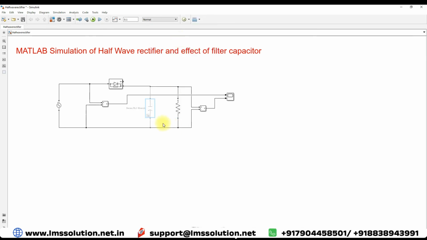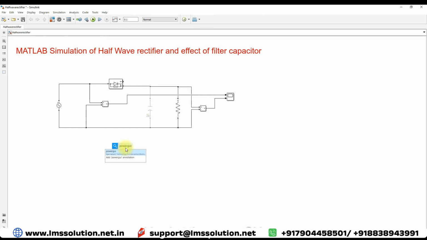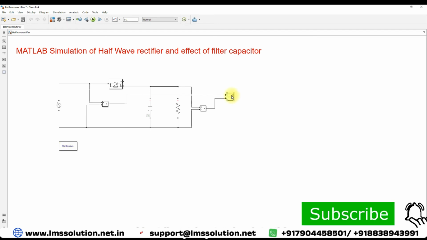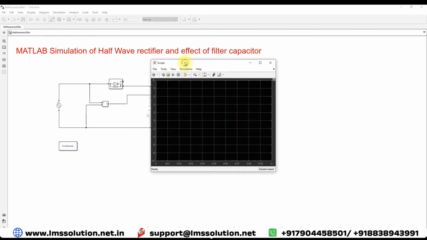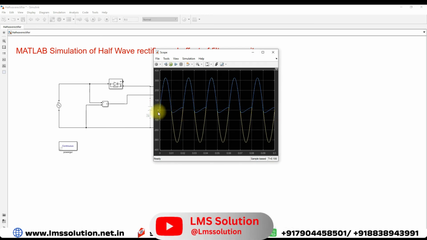Next, first you have to simulate the model without the filter, and also you have to add another block, nothing but a powergui, because we are using a specialized power system Simulink block, so we need to use that powergui. Next you have to simulate this model, and then check the result. So this is the result of the half wave rectifier without filter, and we didn't consider a freewheeling diode, because here we use only an R type load.